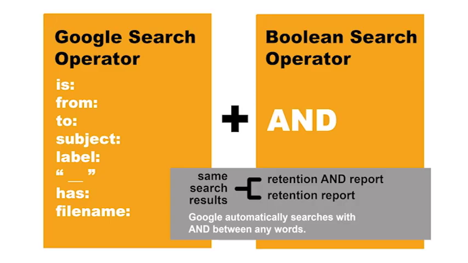The opposite of the OR Boolean operator is AND. The AND Boolean operator will restrict your search. Searching retention AND report is the same as searching retention report. Google automatically presumes AND is between any two words.